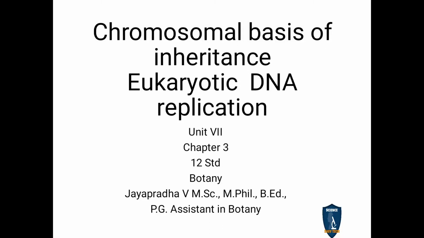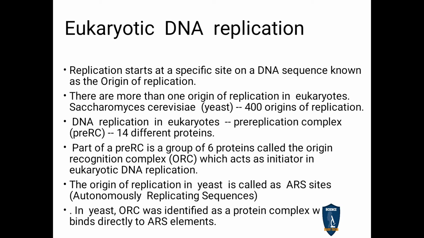Today we will discuss eukaryotic DNA replication in the chromosomal basis of inheritance, Unit 7, Chapter 3 in Botany. So, eukaryotic DNA replication. Eu means true, karyot means nucleus. In the nucleus the DNA is there and it is going to divide. The DNA is going to replicate, multiply, to produce the daughter cells.